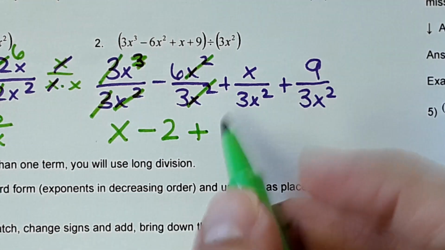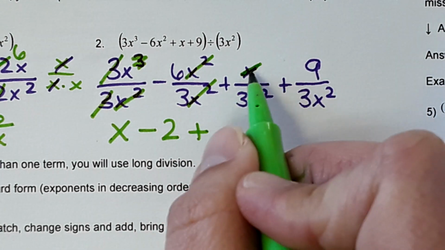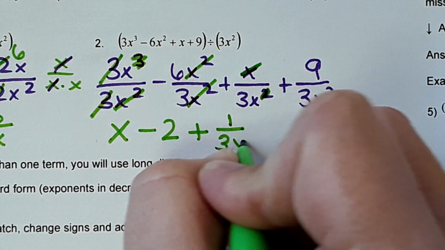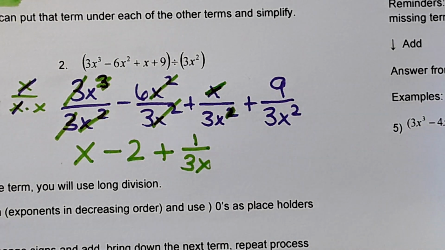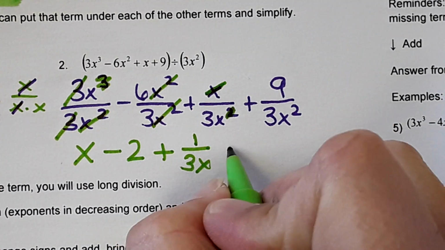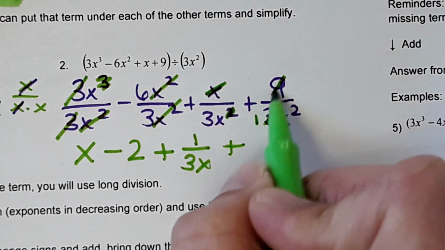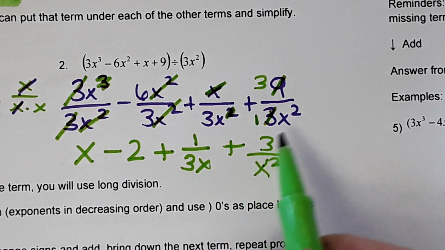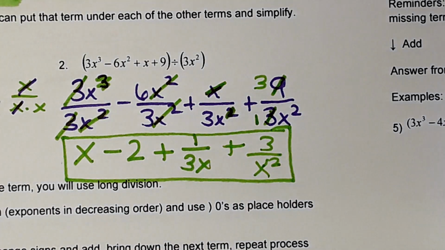For the next one, x over 3x squared. Well, one of the x's would cancel here, so this would cancel with one of these x's, leaving one left. And so we can just say 1 over 3x. And then for the last term, 9 and 3 can both be divided by 3, so I divide this by 3 to get 1, divide this by 3 to get 3, and 3 over x squared. And this is my answer. That's it. We're done. There's nothing more you can do at that point.